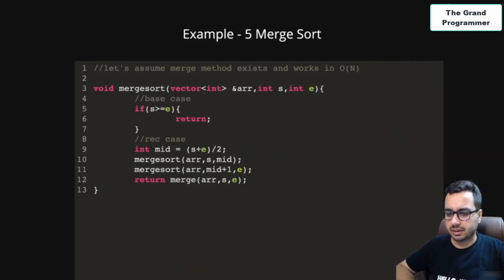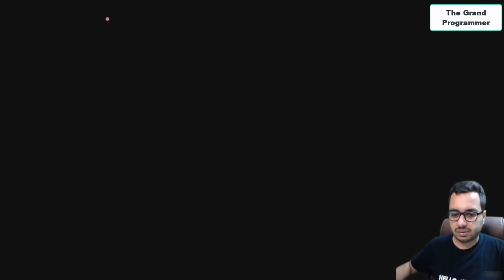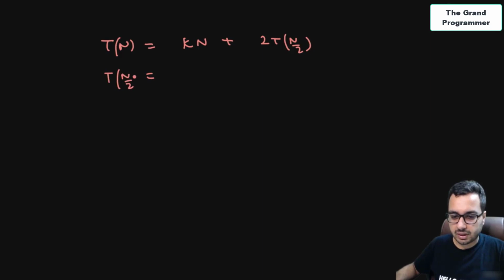So this is the recurrence that we need to solve to find out the complexity of merge sort. Let us try to solve this recurrence. We have T of n as c of n plus 2T of n by 2, and T of n by 2 can be written as c of n by 2 plus 2T of n by 4.